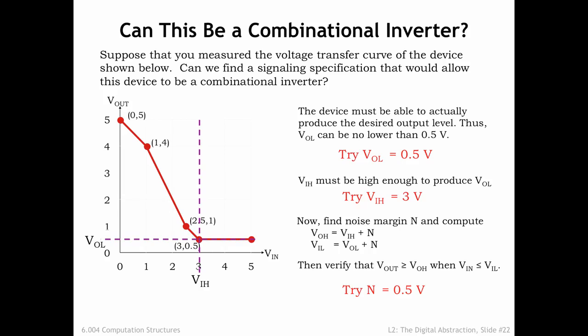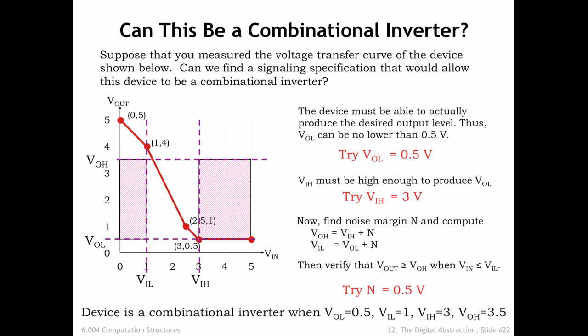3.5 volts. Plotting these thresholds on the graph and adding the forbidden regions, we see that happily the VTC is, in fact, legal. So we can use this device as a combinational inverter if we use the signaling specifications with VOL as half a volt, VIL is 1 volt, VIH is 3 volts, and VOH is 3.5 volts. We're good to go.